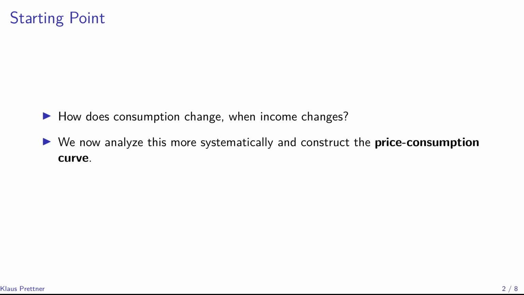Now we want to do this more systematically by drawing a curve that connects all the optimal consumption points when we have increases in income while the prices remain constant. And that means we construct now an expansion path that shows how consumption expands when income expands.